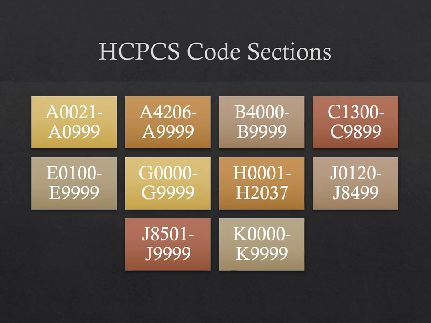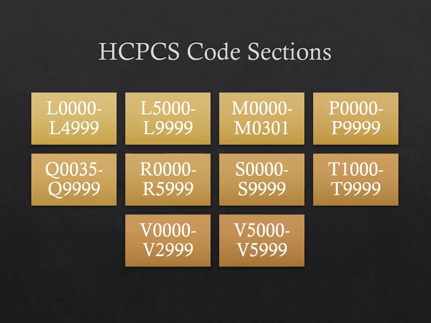Our next set of codes, K000 through K999. These are another batch of temporary codes, and these temporary codes include codes for DME, durable medical equipment. All right, next up, we have codes L0000 through L4999. This is for orthotic procedures and devices. Next up, we have L5000 through L9999. This is for your prosthetic procedures and devices.